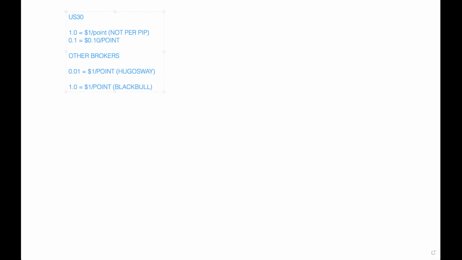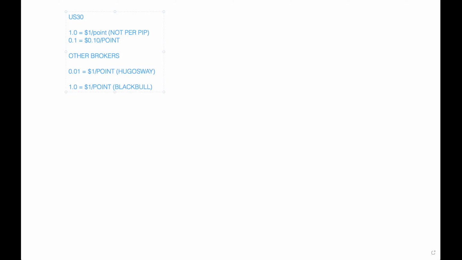Okay, so every broker with US30 works differently, and you need to make sure that you open a demo account with them, take some trades, and then do the math and make sure that you are 100% sure that you understand how your broker works for US30. So hopefully that clarifies that a little bit.